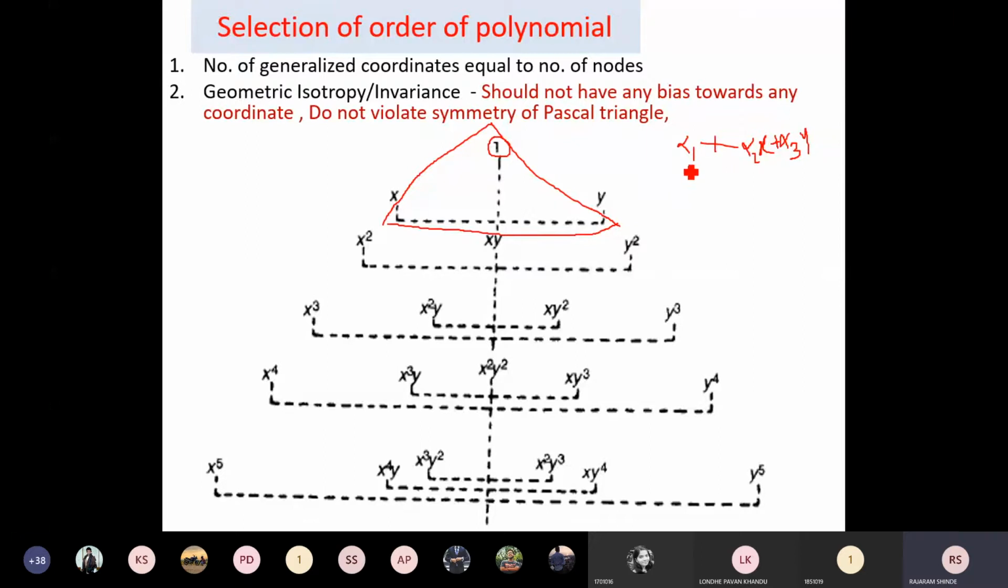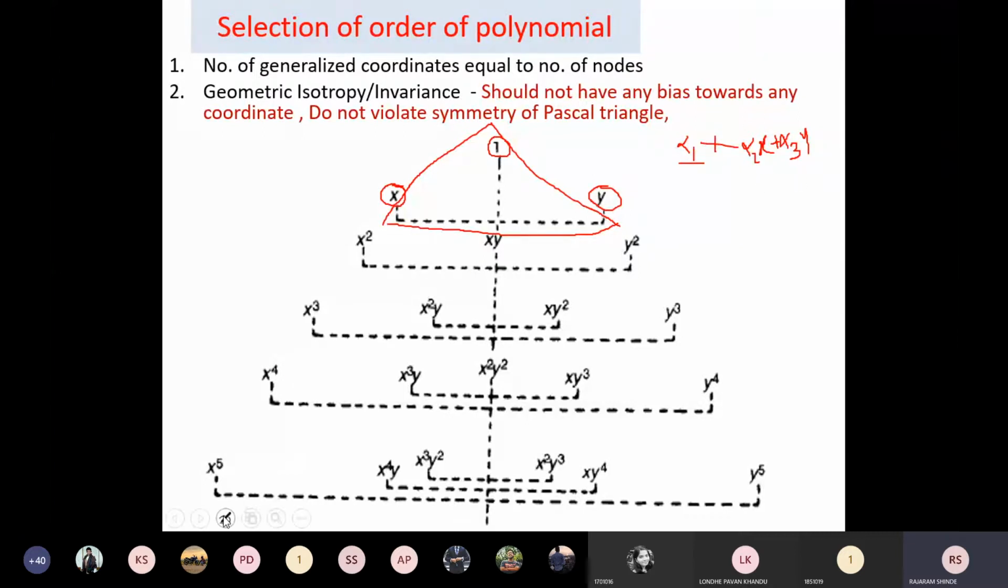Here, that is your alpha 1, or coefficient of alpha 1 is 1. Next, second, alpha 2, here this is x. Alpha 2x, or multiplier of alpha 2 is x, and multiplier of alpha 3 is y. Do you agree with this? Now, if we write this polynomial by maintaining the symmetry of Pascal's triangle, then we can get the appropriate polynomial, and we can give the same weightage to both coordinates.